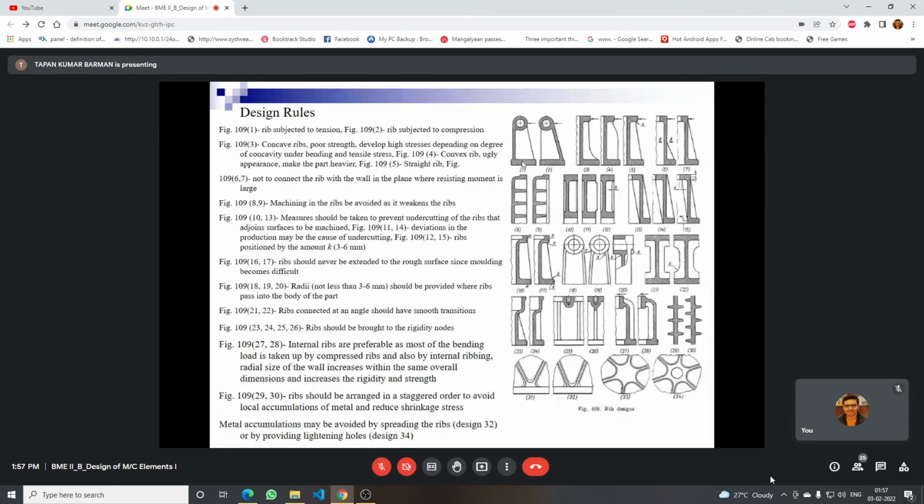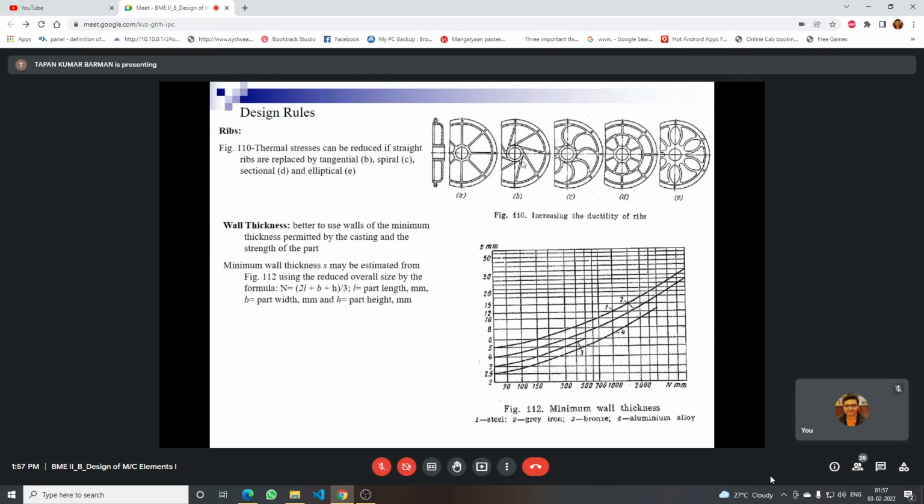So there are different points. I am not going one by one, but I am trying to mention one, two, three points why we should consider this in the casting operation, or design aspects of the casting operation.